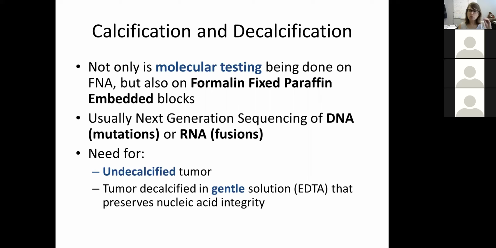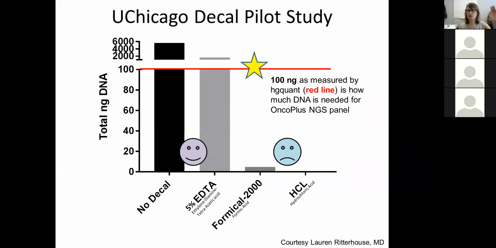All right, we are doing molecular testing for thyroid not only on FNA, but also formalin-fixed paraffin-embedded blocks, which is usually our in-house NGS for DNA mutations or RNA fusions. So in this case, we need tumor that is either undecalcified or decalcified in gentle EDTA. Those of you who've heard me talk about this before, again, I am a broken record, but we've had issues in the past, therefore I like to restate it every time we are dealing with a potentially calcified lesion.